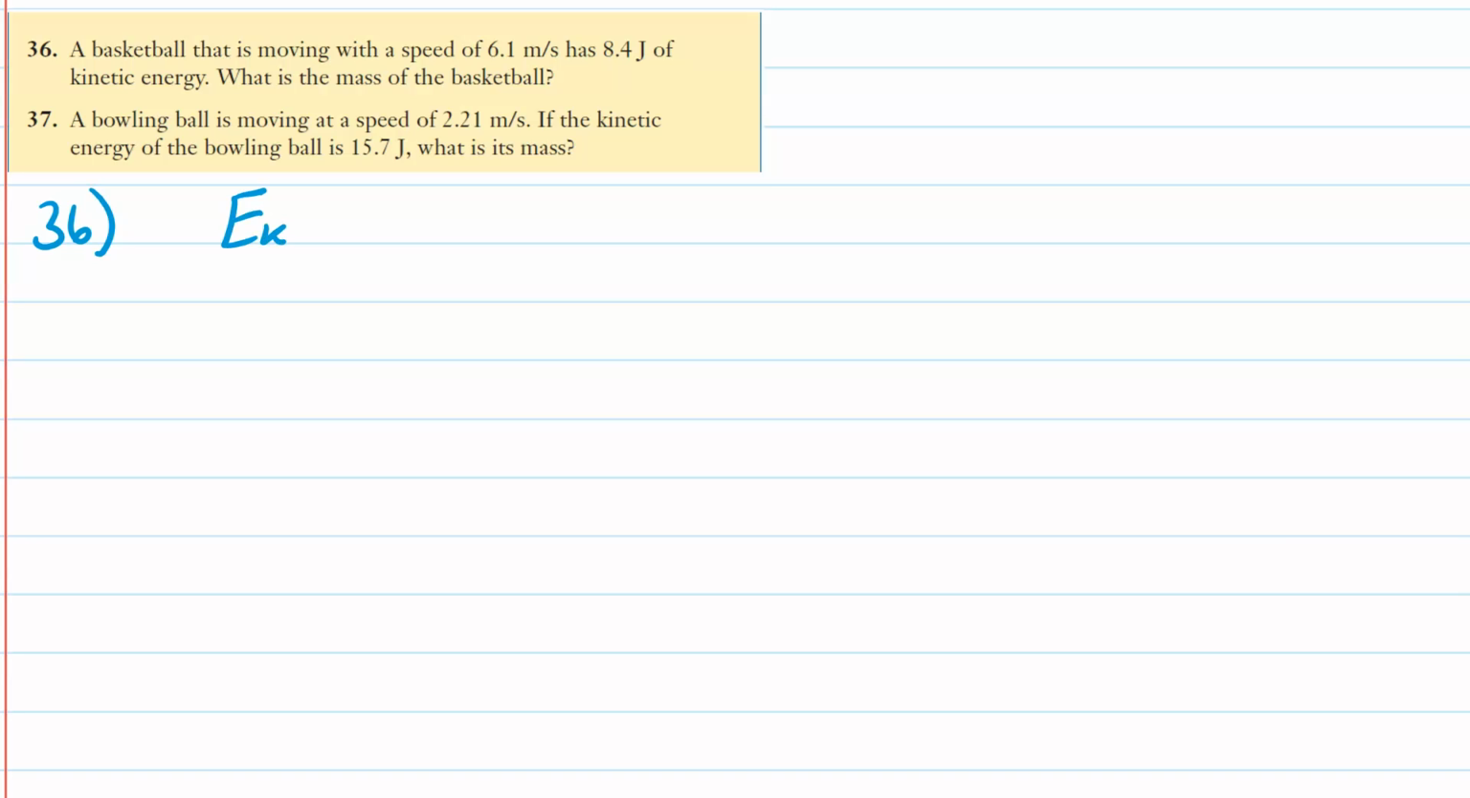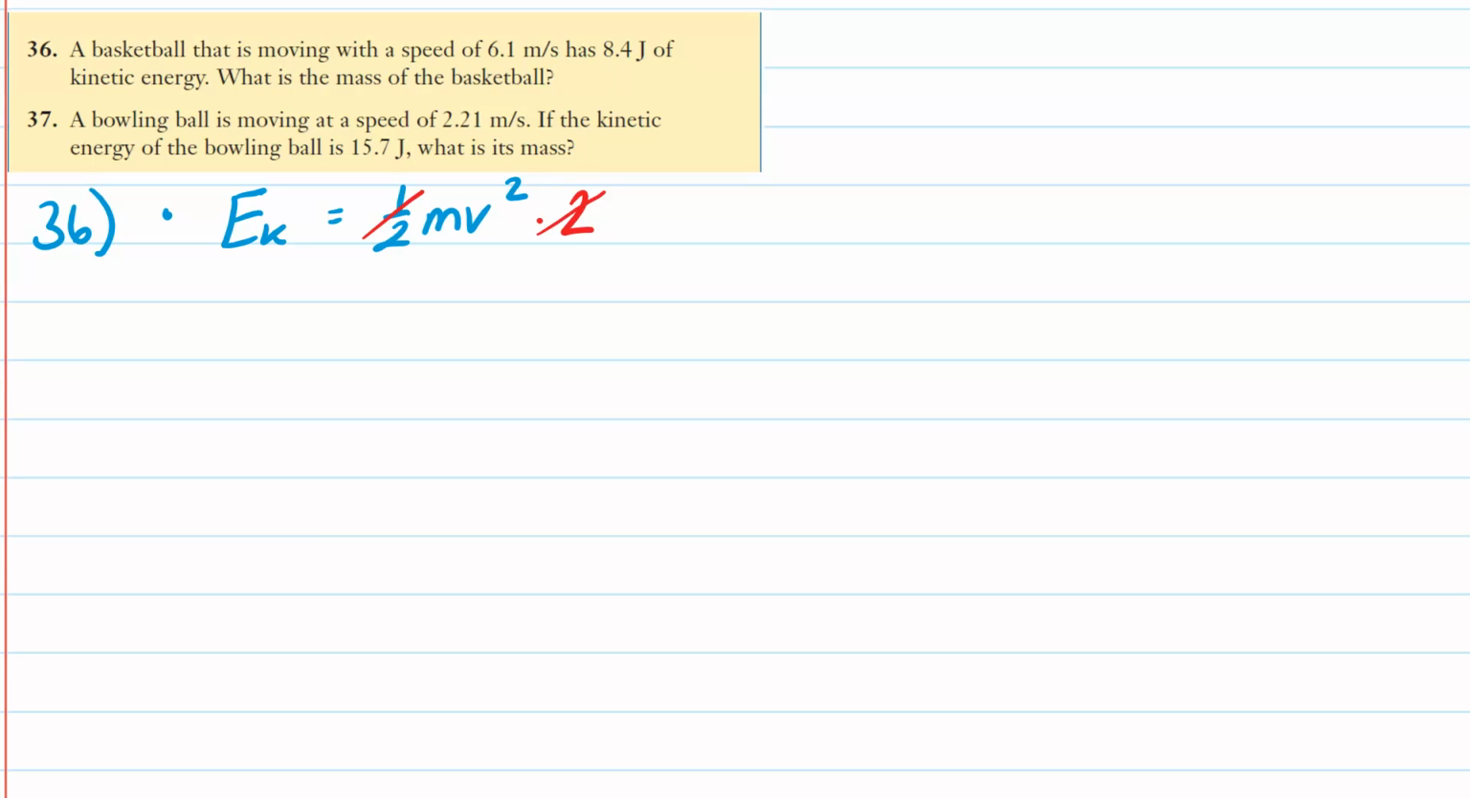Start with your kinetic energy formula. And what are we trying to find? We're trying to find the mass. So we have to isolate for m. So to isolate for m, we have to get rid of this 1/2. How do we do it? Multiply by 2. 2 times 1/2 is 1. It gets canceled out.